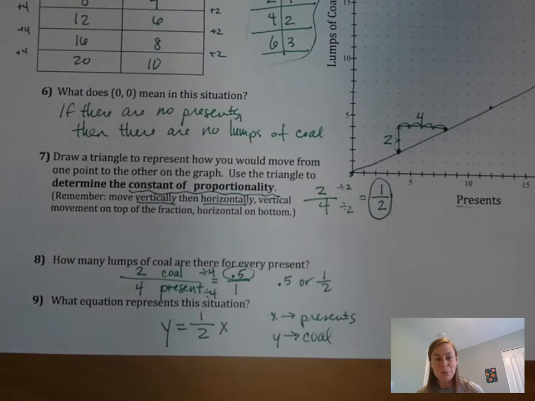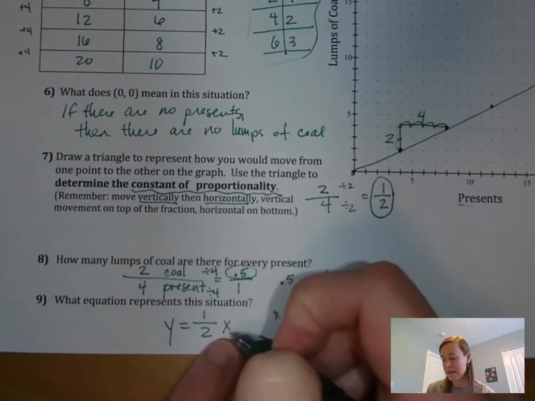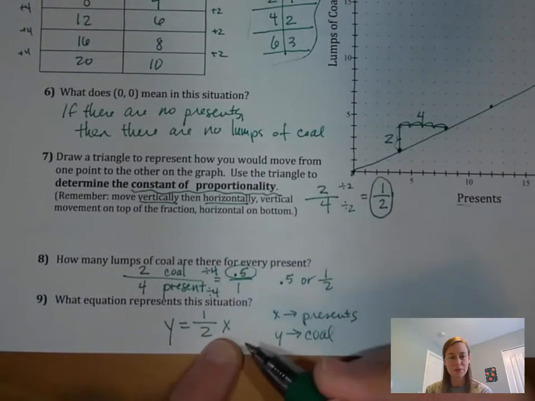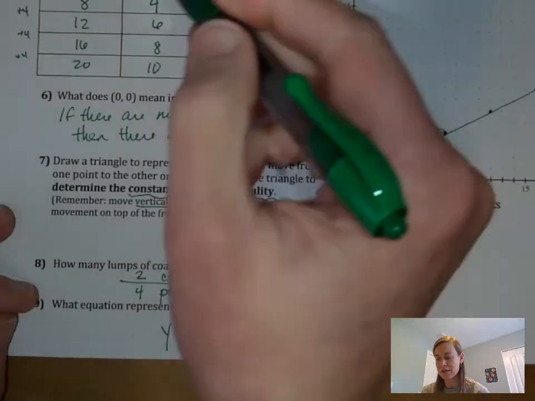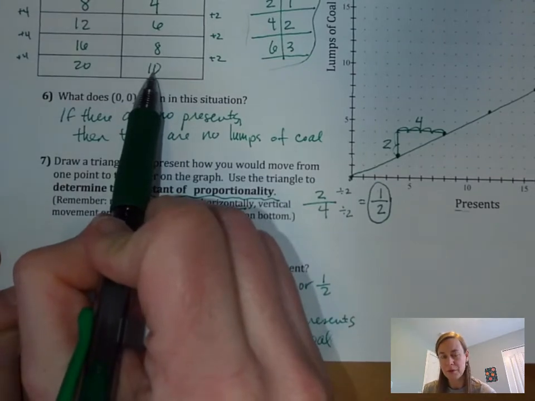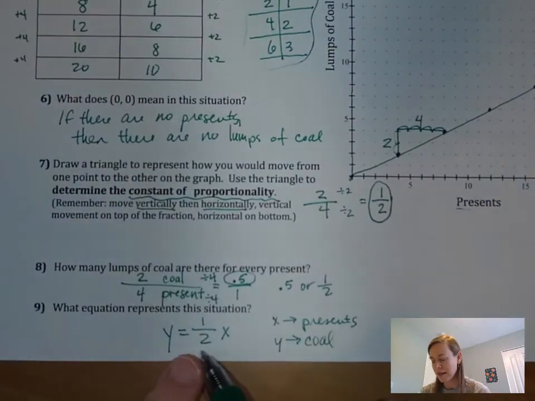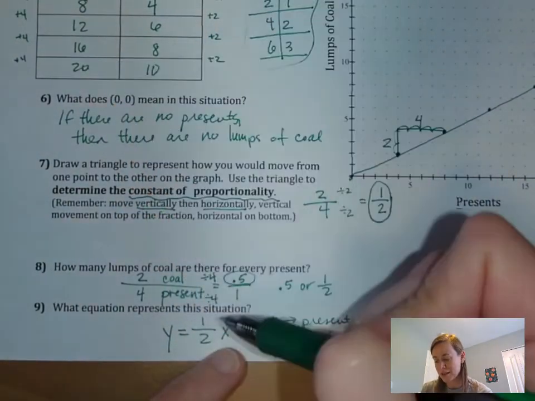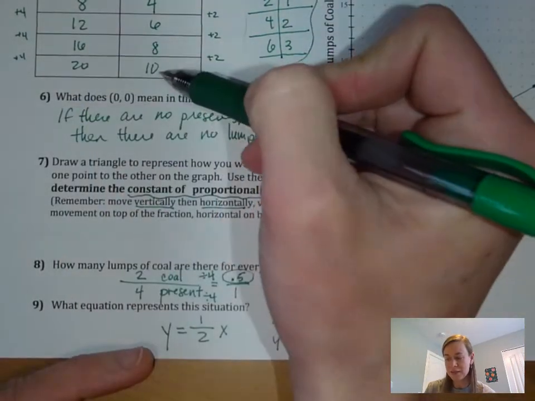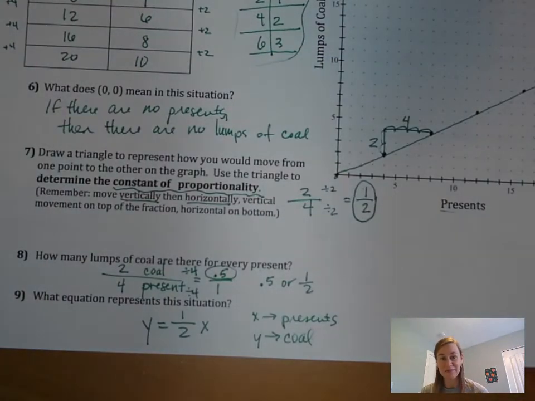Basically, if you had, say, 6 presents, that's your x, you would plug it into this formula. You would do 1/2 times 6, and you would get 3 lumps of coal. Let's double check this with something from our table. Let's go for this biggest one: 20 presents, 10 lumps of coal. So our x is 20. Let's plug that into our equation: 1/2 times 20 equals 10. Is that what our table said also? Yes, it is. So it looks like our equation works, and that's really good.